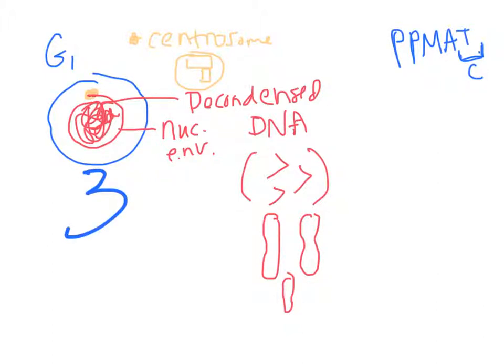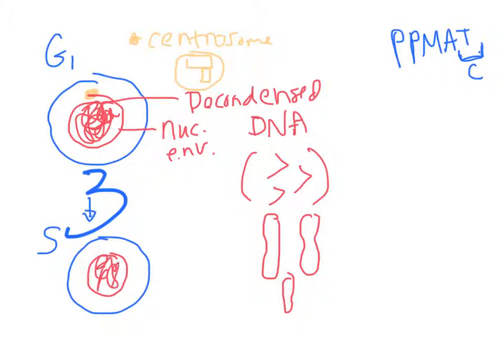That's G1. Then what happens? We go to S phase. So in S phase, S is for synthesis of DNA. We still have a nuclear envelope with our DNA inside. It's still decondensed. We still have one centrosome. So it looks kind of pretty much the same, except for if we looked inside at the DNA, now the DNA looks like this. Or if we drew it, something along the lines of that.